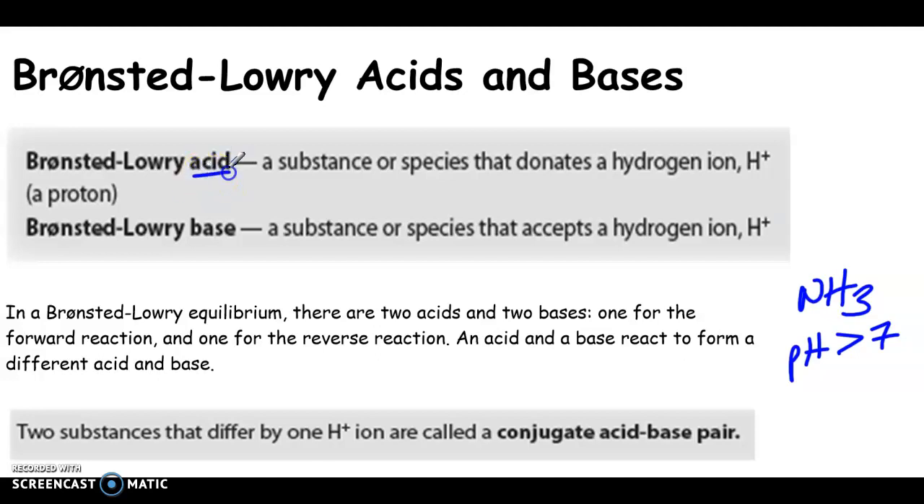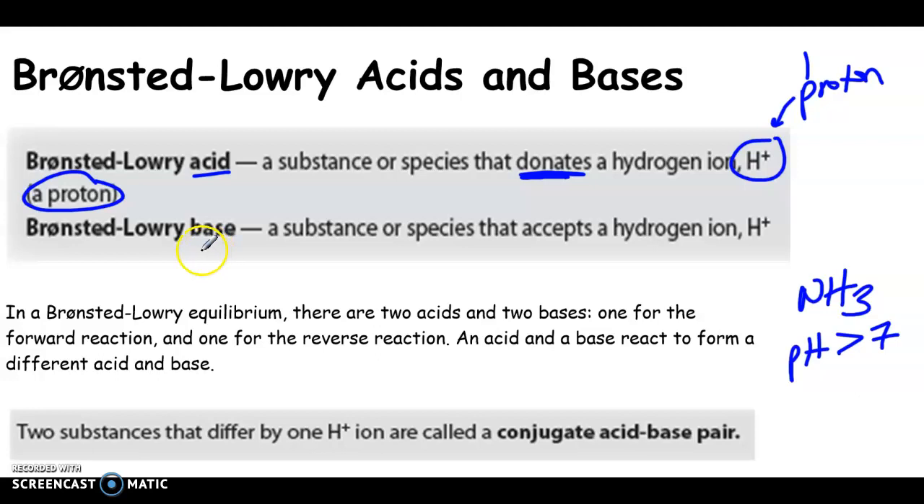So an acid is now defined as a substance or species, so it could be an ion, it does not have to be a molecule, that donates or gives away a hydrogen ion. A hydrogen ion can also be referred to as a proton, because a hydrogen atom has one electron and one proton. When that one electron is gone to become an ion, all that's remaining is one proton. So the term is interchangeable.